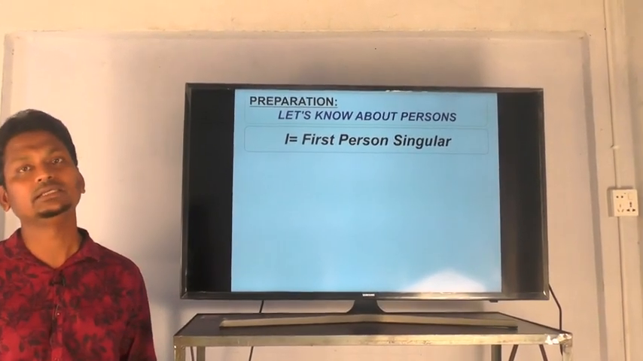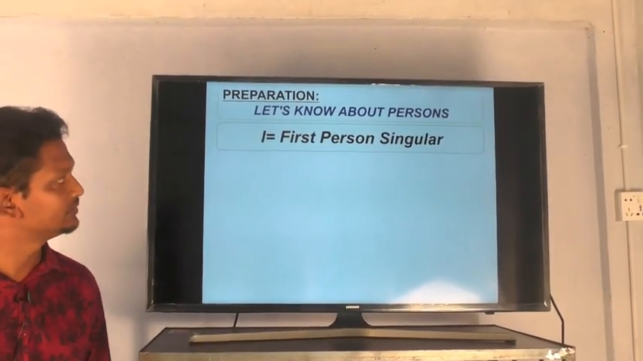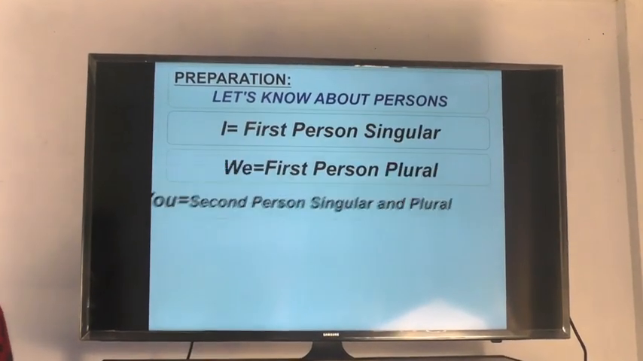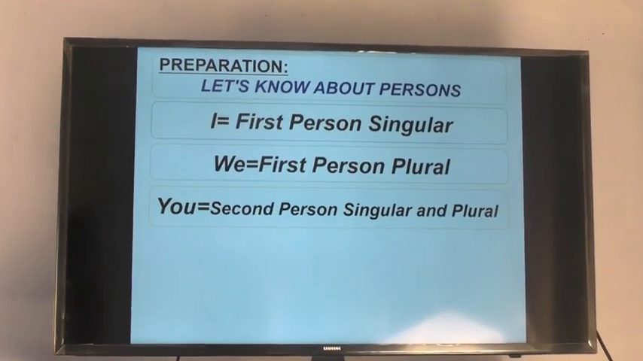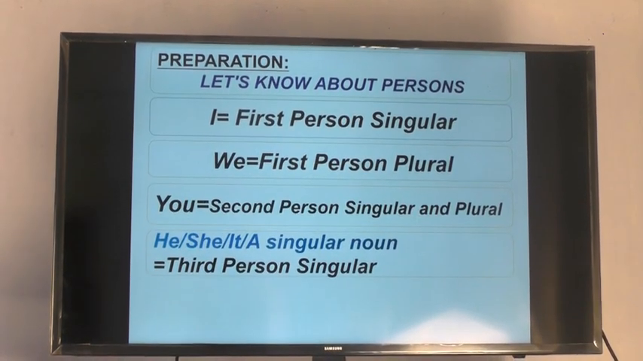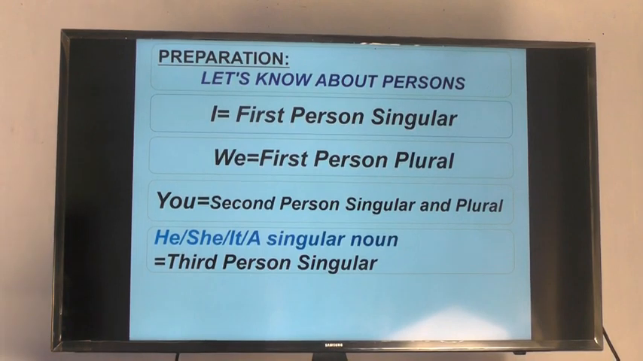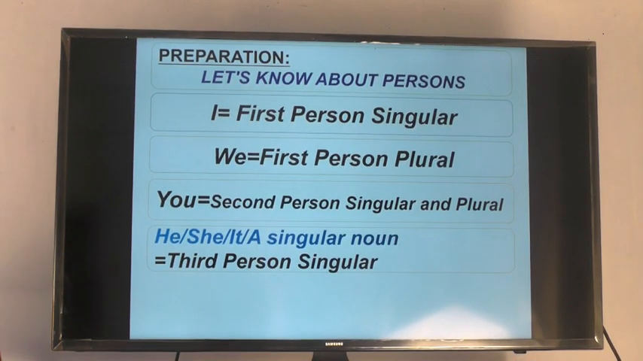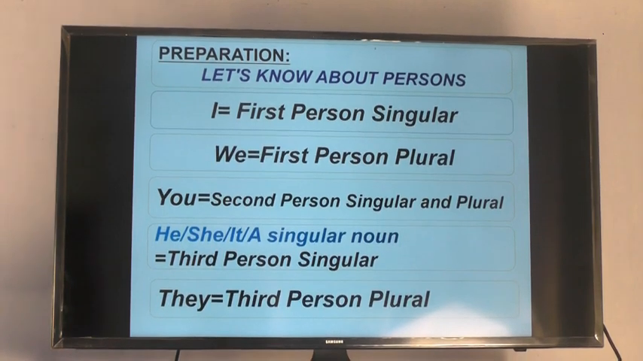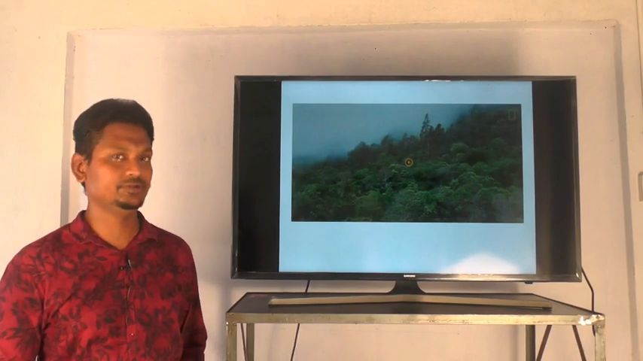For example, I is first person singular, we is first person plural, you second person singular and plural, and he, she, it, or a singular noun is third person singular, and they is third person plural. To clarify the idea, let's watch another video clip.